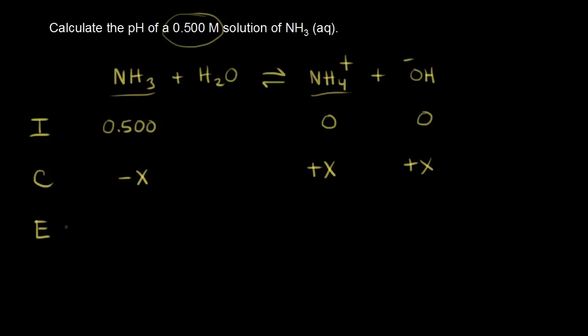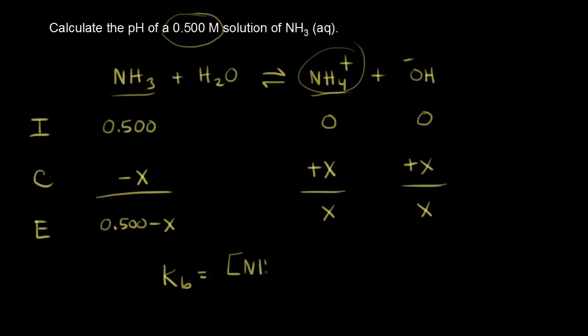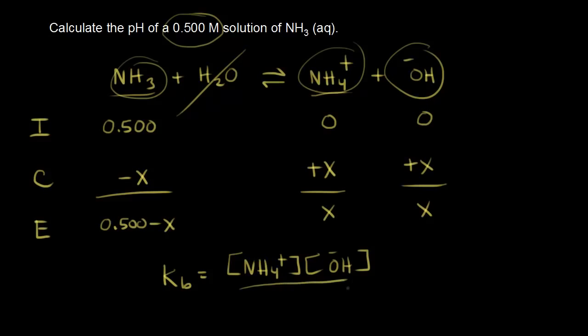Therefore, at equilibrium, for ammonia, the concentration of ammonia at equilibrium, we would have 0.500 minus X. For ammonium, we would have X, and for hydroxide, we would also have X. So next we write our equilibrium expression. So we write Kb here is equal to the concentration of our product, so that's NH4+, so I write NH4+ here, times the concentration of hydroxide, and that's all over the concentration of ammonia. We leave water out, so this is all over the concentration of ammonia here.